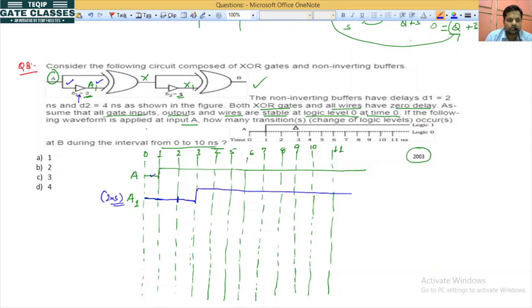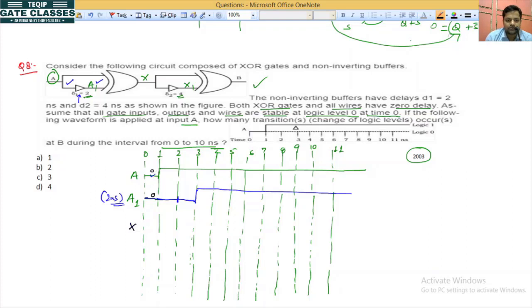Okay, now what will be X? Now we don't have a delay for this XOR gate, because only these buffers have delay. Okay? And all the wires and the XOR gate have how much delay? 0 delay. So whenever it gets inputs, it will operate on those inputs. So for XOR, I am writing here, it will be 0 0. The XOR property is, when both the inputs are different, then the output will be 1, otherwise it is 0.